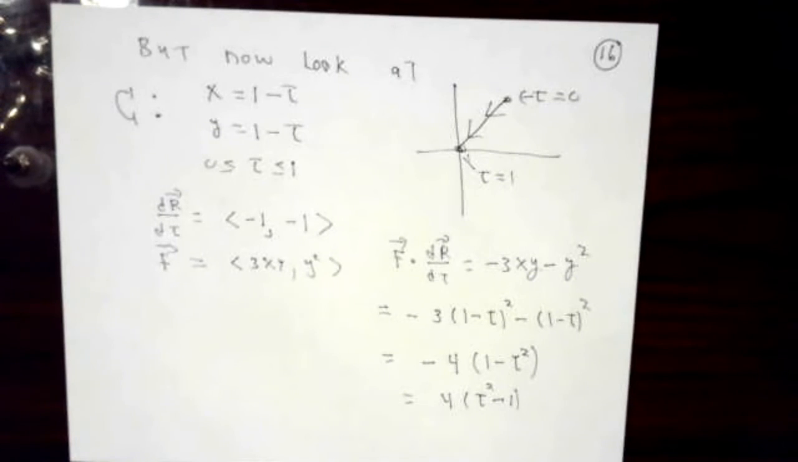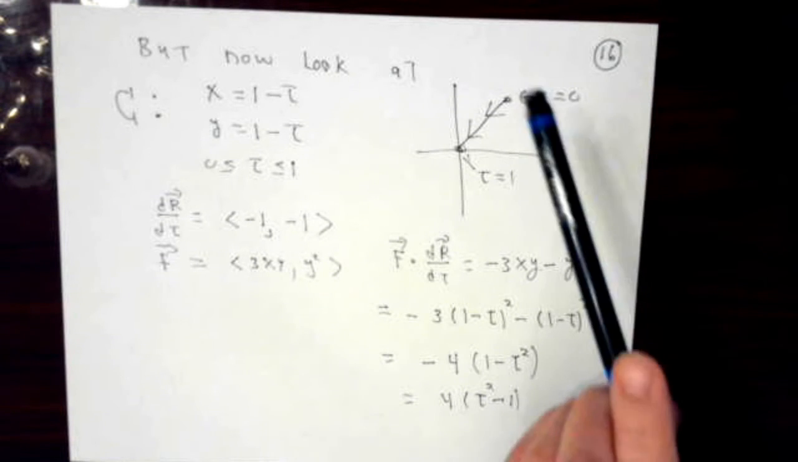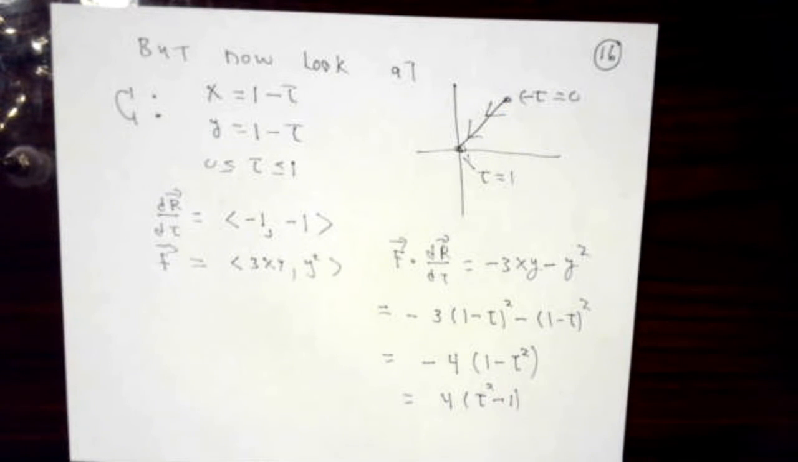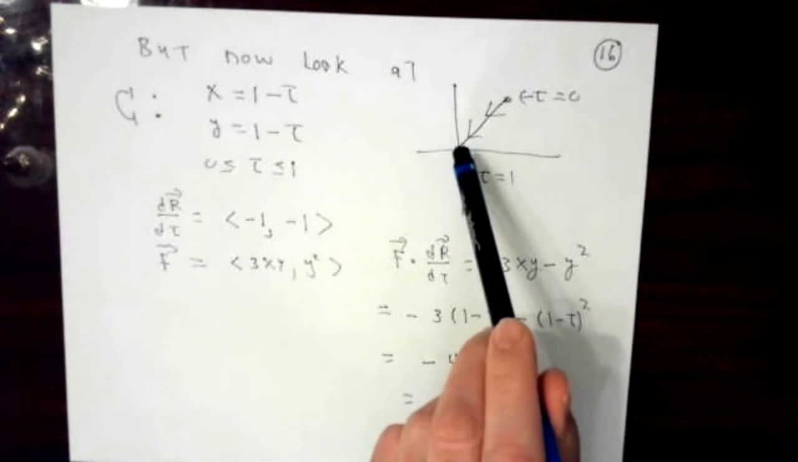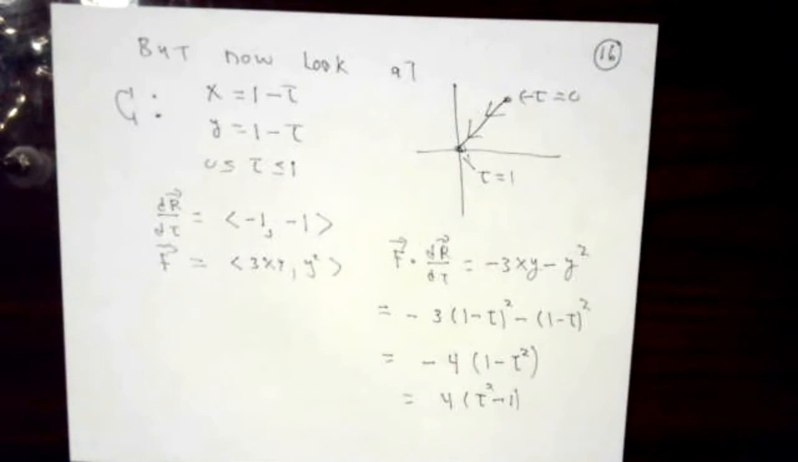But now look at this curve. X is going to be 1 minus t, y is going to be 1 minus t. T is still going to vary between 0 and 1, but this time, when t is 0, x and y will both be 1, which means I'm starting here. And when t is 1, x and y will both be 0, so I end up there. I'm traveling along the same set of points as the other one, but I'm doing it in the opposite direction.